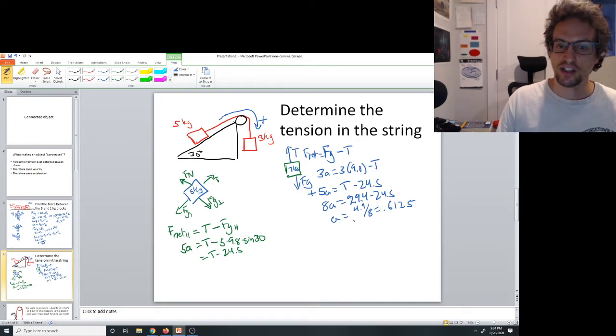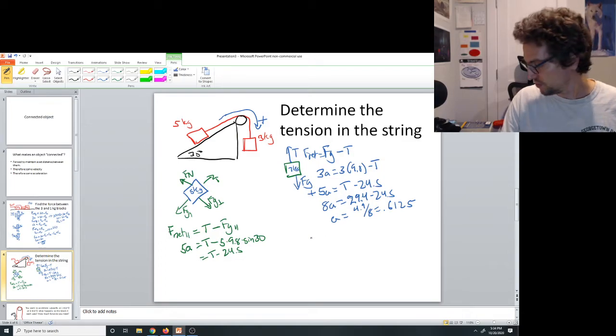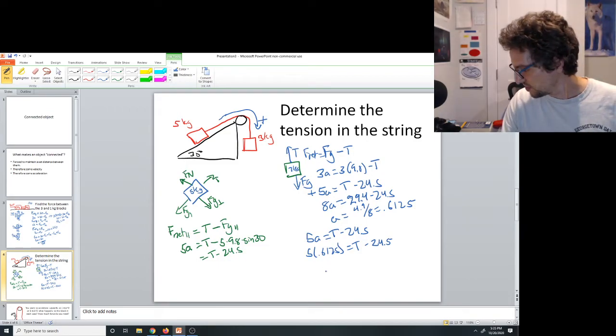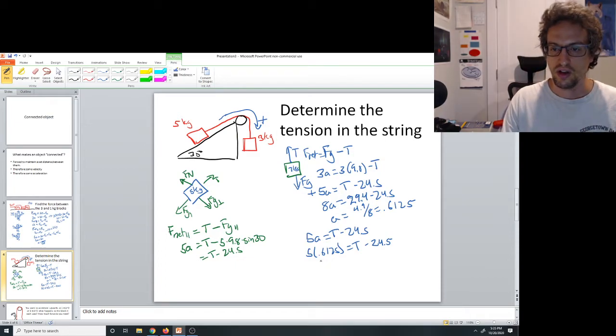So now we go back and we want to find tension. Easily done. I can plug it back into either equation. So let's do 5a. So I had 5a is equal to T minus 24.5. 5 times 0.6125 is equal to T minus 24.5, and this comes out to be 27.6. So the total tension comes out to be 27.6 newtons. Okay? And that's how you find tension.